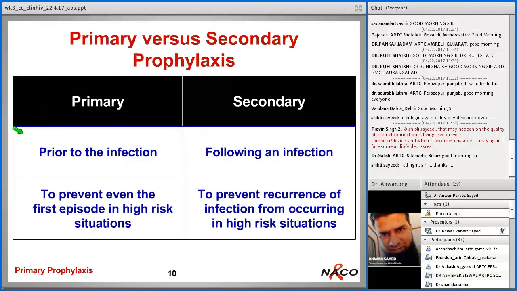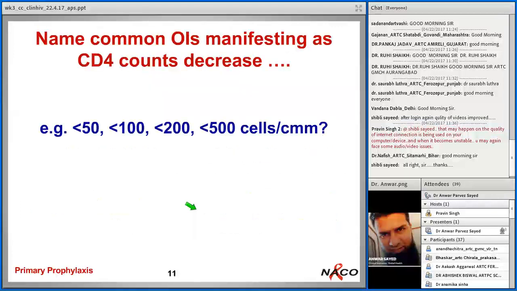Then what is the difference between primary and secondary prophylaxis, which we were talking about? Primary prophylaxis is something which is given before the infection happens, and it is given to prevent the first episode in a high risk situation. While secondary prophylaxis is given after the infection has happened and you have sufficiently treated the infection, then to prevent the recurrence of infection in a high risk situation, you give secondary prophylaxis. So that is the main basic difference between primary and secondary prophylaxis.